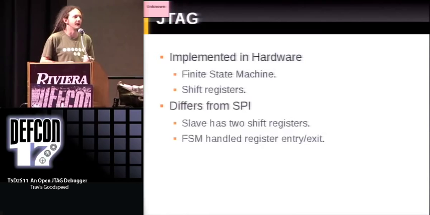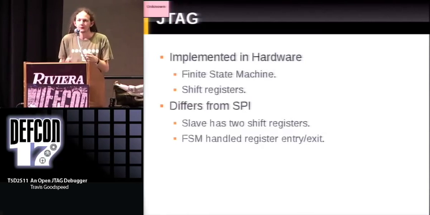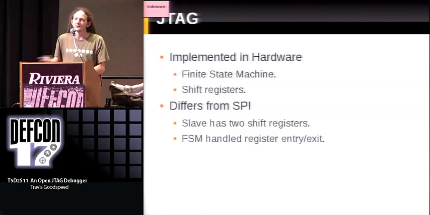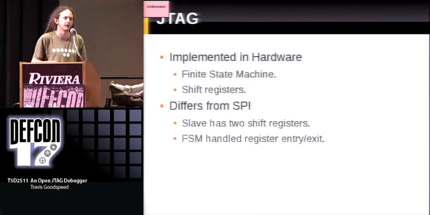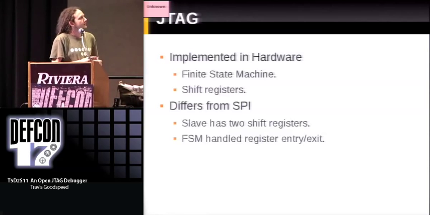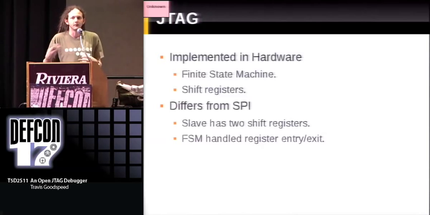So this differs from SPI in that you have two shift registers instead of one, and that you actually say at some point, I am done transmitting. Or, I'm done transmitting this register. You never say that in SPI. By the time you raise the slave select line, you're saying, this transaction's over, I'm not speaking to you anymore. I don't care about any reply, I'm never going to hear from you again. So this allows JTAG to have more complicated commands and things like that.